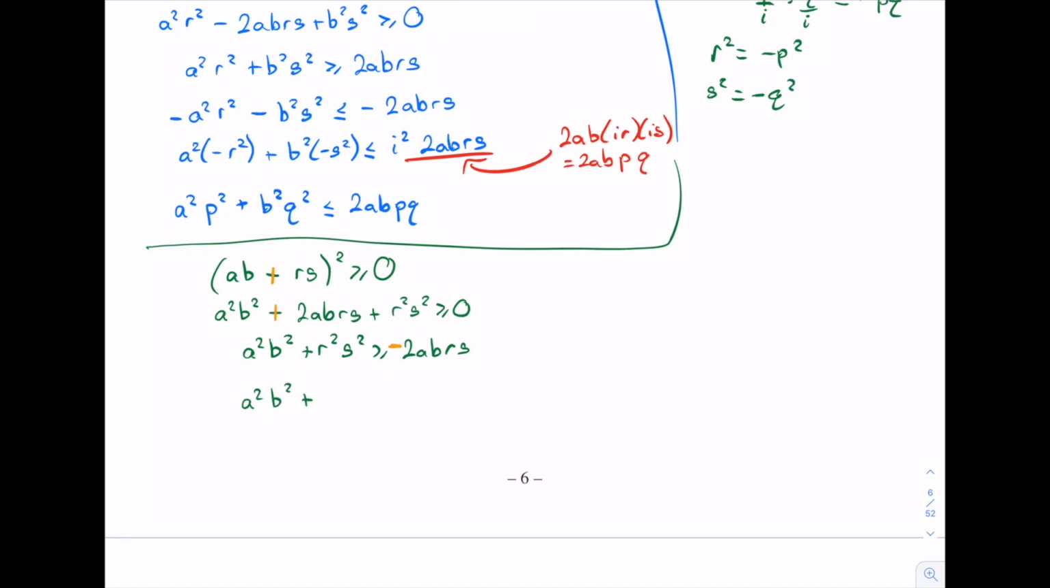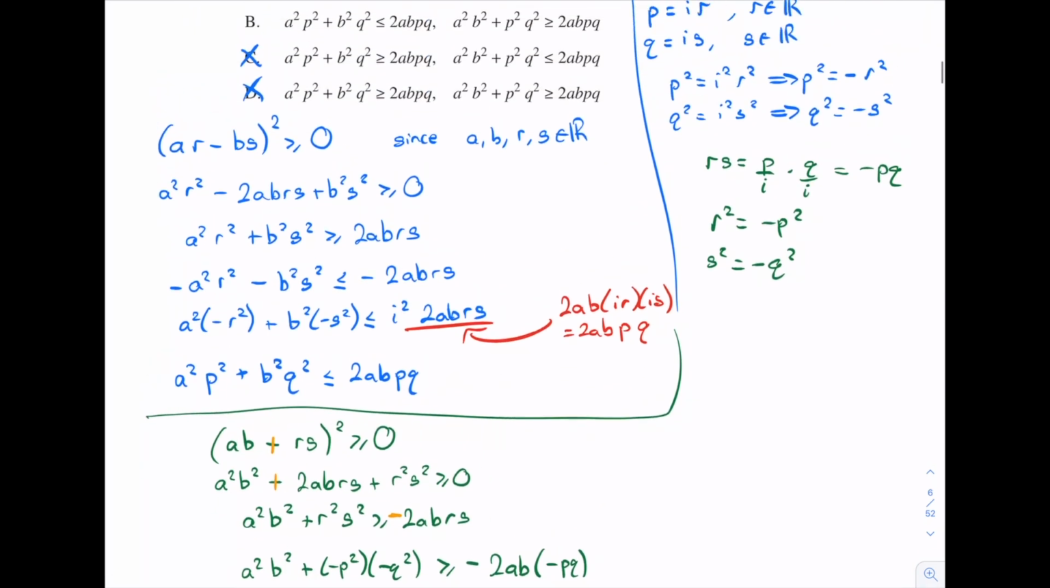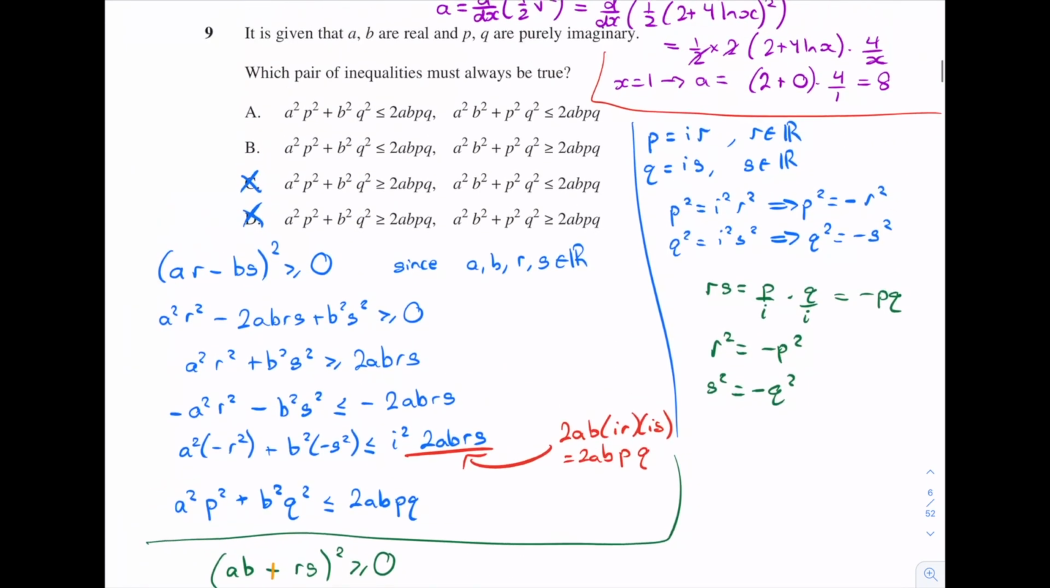So r squared is minus p squared, s squared is minus q squared, and we can see that that's going to give us positive p squared q squared. And then this is minus, the one in orange, 2ab negative pq. And if we tidy everything up, we get a squared b squared plus p squared q squared is greater than or equal to 2abpq. Wow, what a question. That gives us option B.